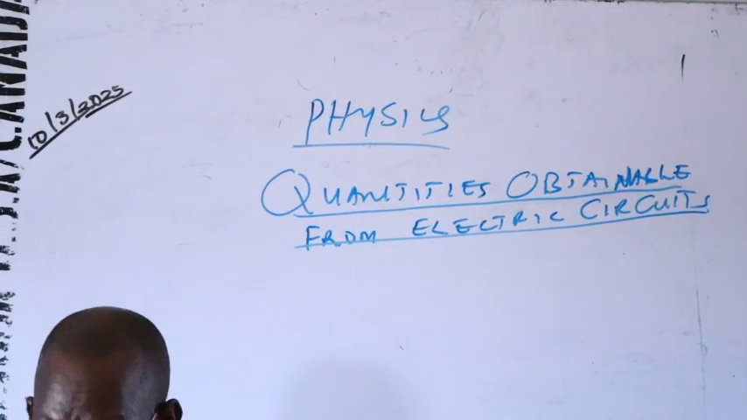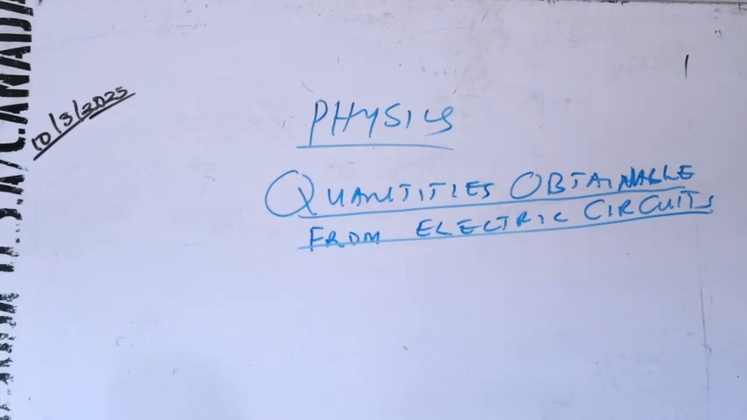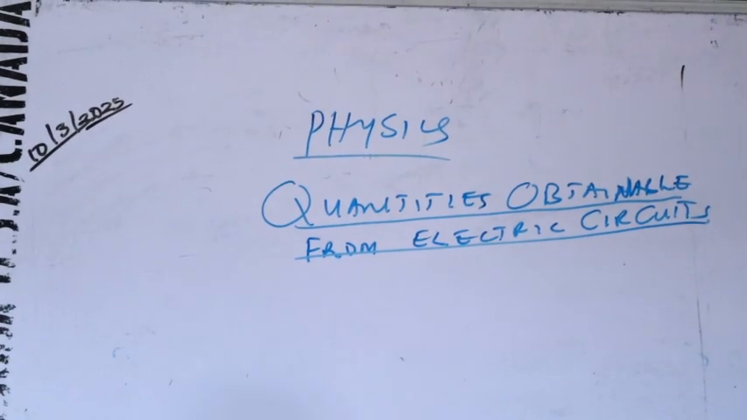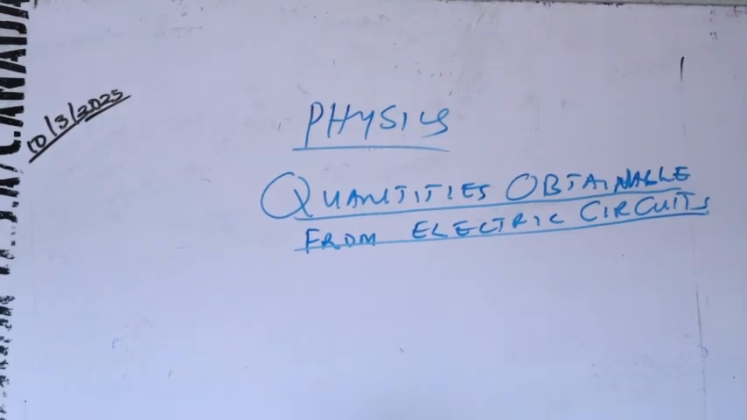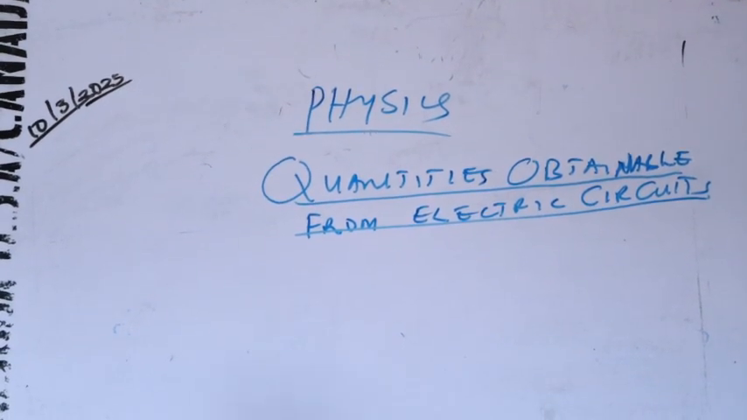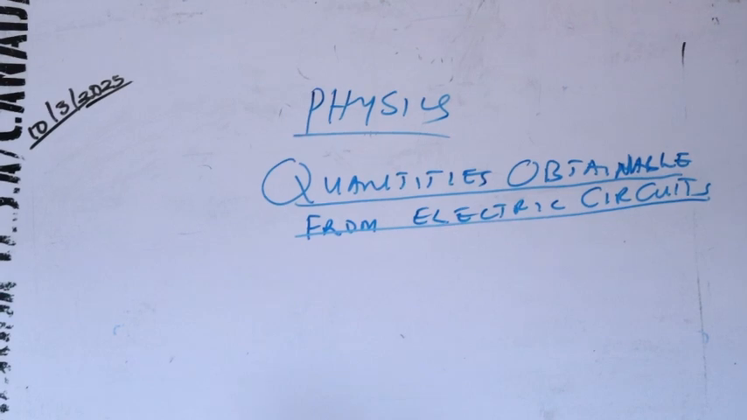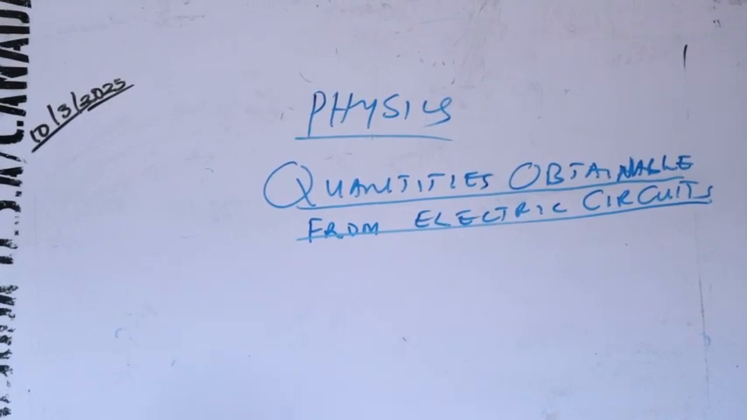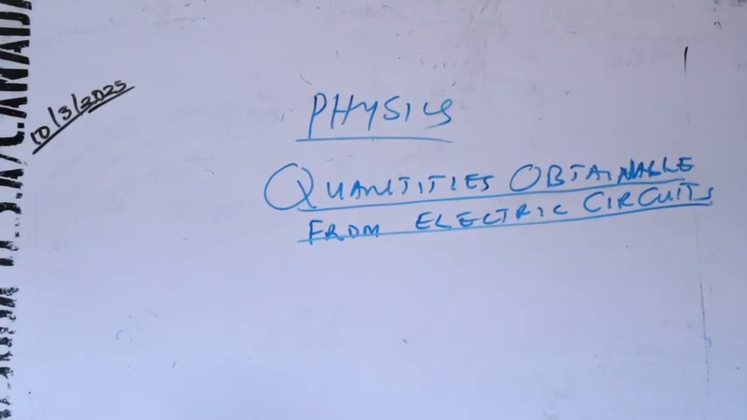Let's quickly talk about obtainable quantities in electric circuits. Rather, what you can obtain from electric circuits.